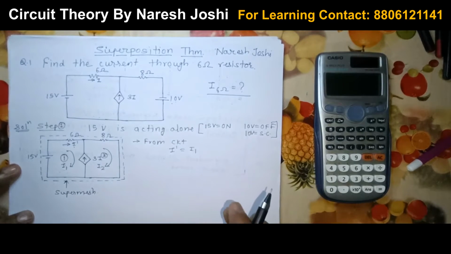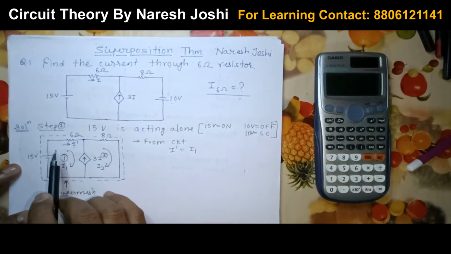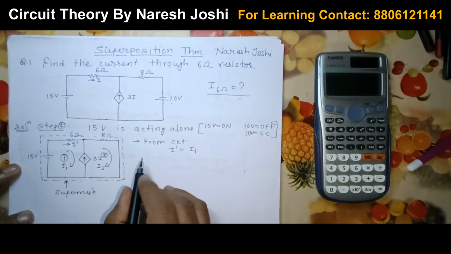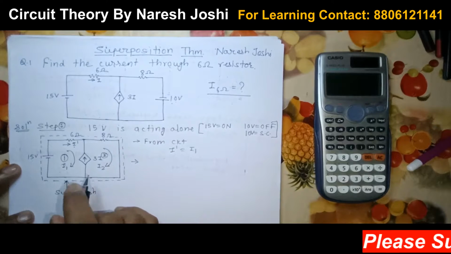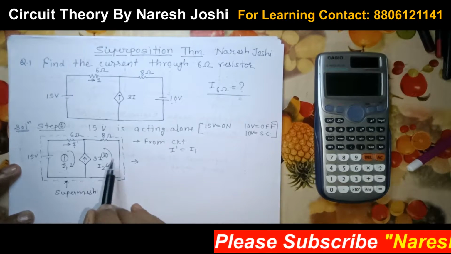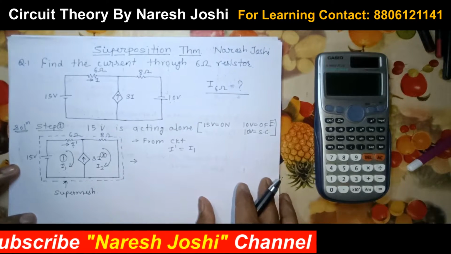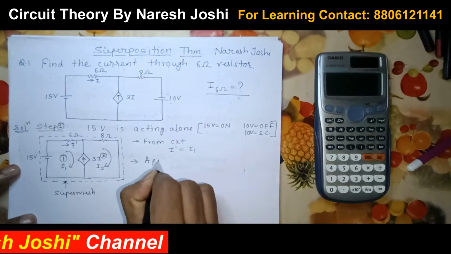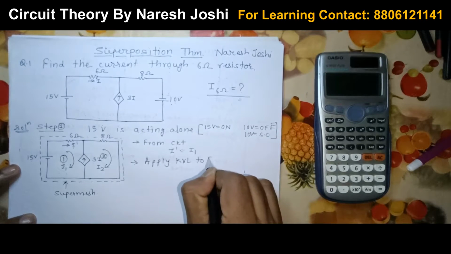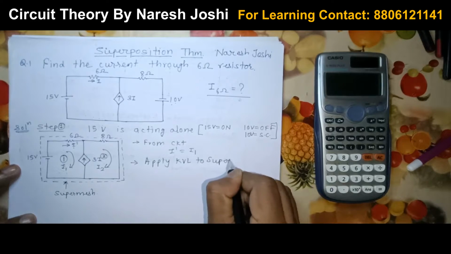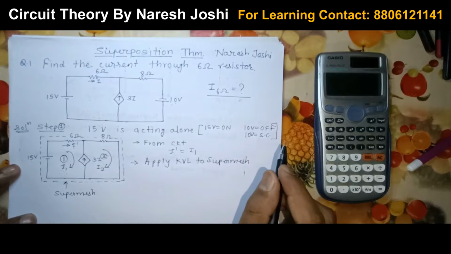Okay, so this way. Another thing we can get directly from the circuit diagram, there is no other. So the next point, apply the KVL to the super mesh. Now we do not need to apply the KVL to mesh 1 and mesh 2 because it is the super mesh. So we have to directly apply the KVL to the super mesh. Clear? So apply KVL to super mesh.